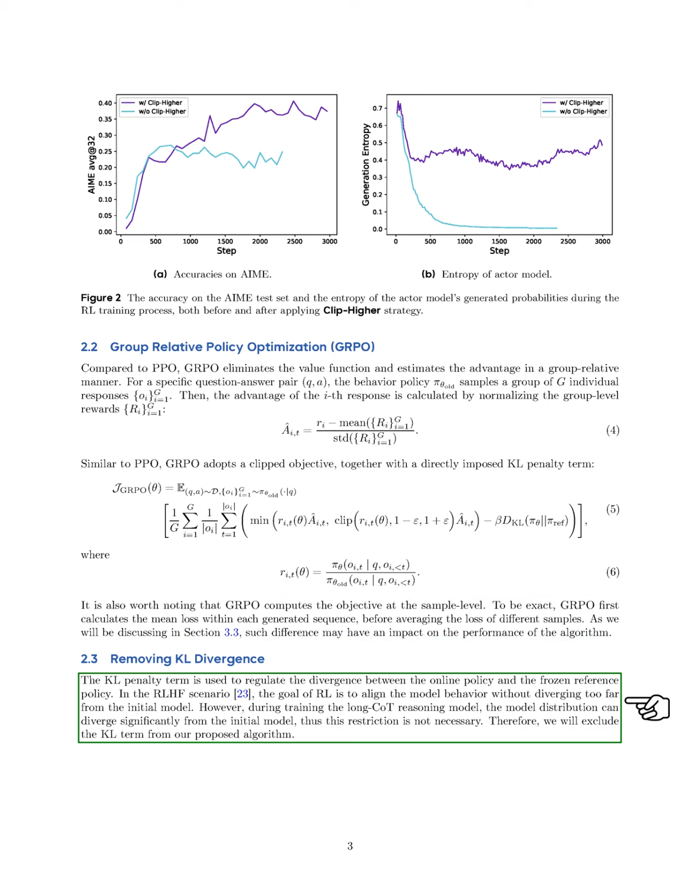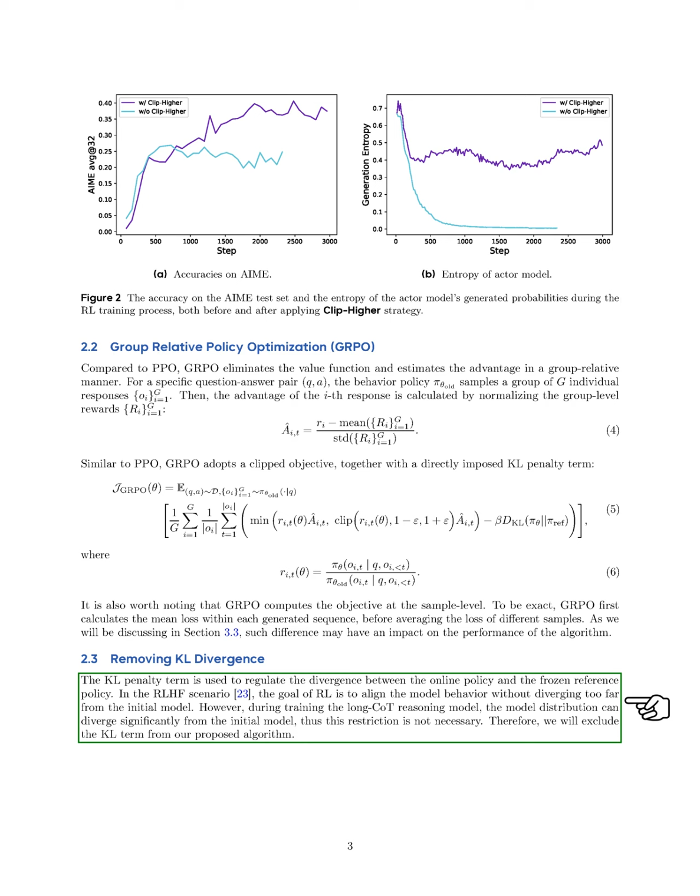We note that the KL penalty term is typically used to manage the divergence between the online policy and a fixed reference policy. In the context of reinforcement learning from human feedback, RLHF, the aim is to align model behavior without straying too far from the initial model. However, during the training of long chain-of-thought reasoning models, the model distribution can diverge significantly, making this restriction unnecessary. Therefore, we propose to exclude the KL term from our algorithm.